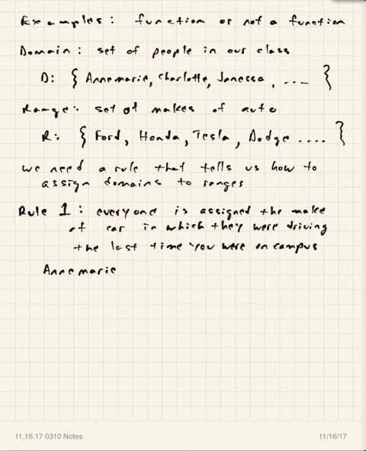Okay, so we would put Anne-Marie here, and the way we would show this relationship is we'd put the domain element first, and we would make an ordered pair out of it. And we would put the range element that domain element got assigned to, and we put that second. And so we would have an ordered pair here that would be Anne-Marie and Acura.